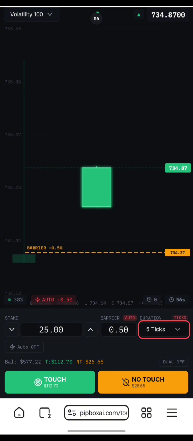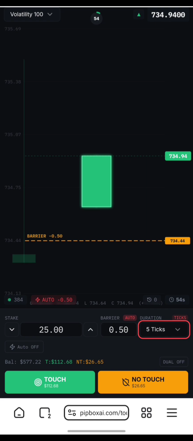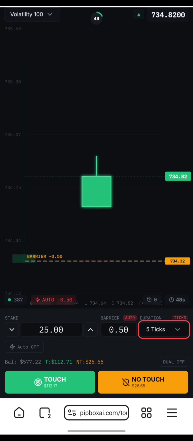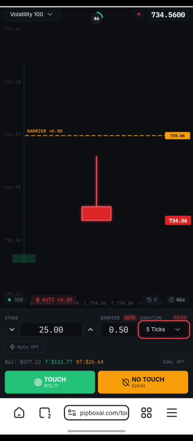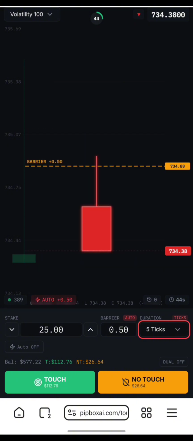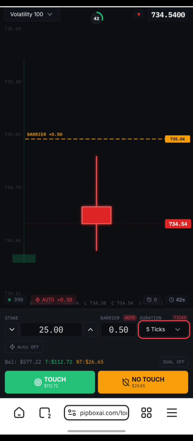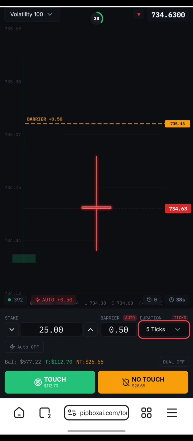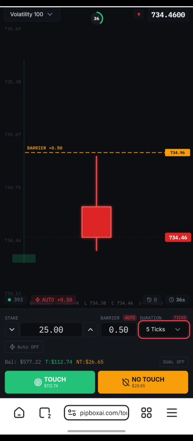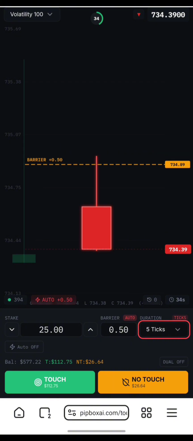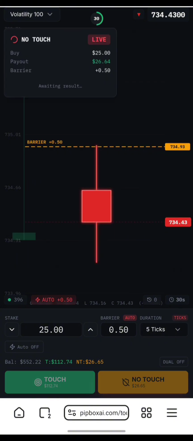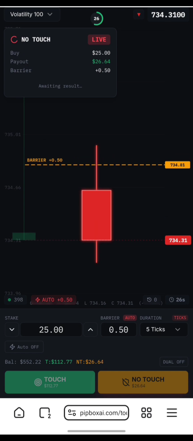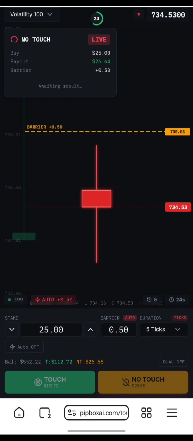We are going to be trading no touch only. This is not for touch, this is for no touch trades. What I'll be waiting for is for this candle to gather momentum so that I can enter. This candle right now is on a bearish move, so I'm just going to wait to see if it's strong enough so that I can enter no touch trades. I'm going to enter no touch trades, and let's count to 5 ticks. Let's wait and see if we're going to make a profit.